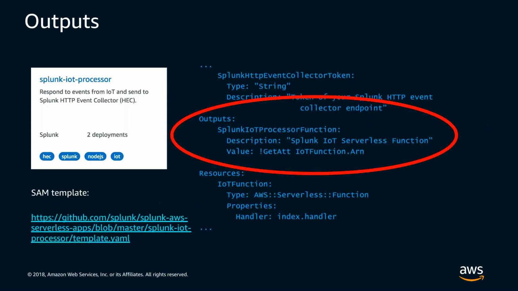So it's something you can do here. Here we've got an output, which is the same Splunk IoT processor as before. And that function is very simple. It's using the IoT function ARN. The IoT function is defined below, but it's outputting that information so that if we wanted to, in another stack, use that output, we could use the Splunk IoT processor function output from this stack, and then we would be able to use that instead of having to hard code the information.